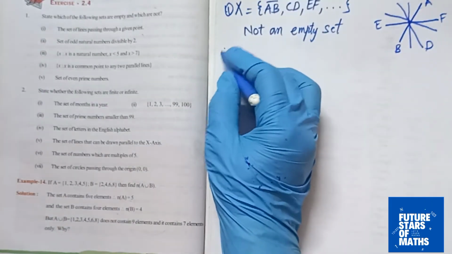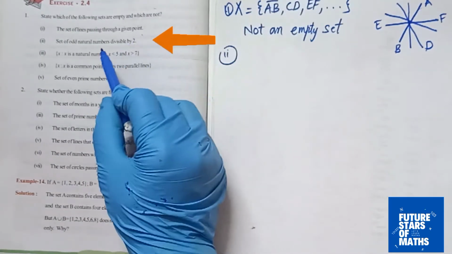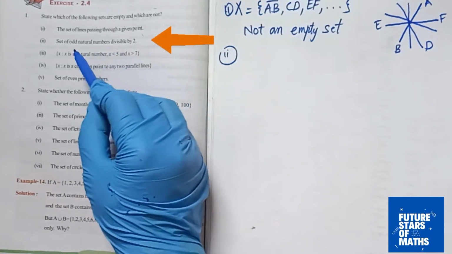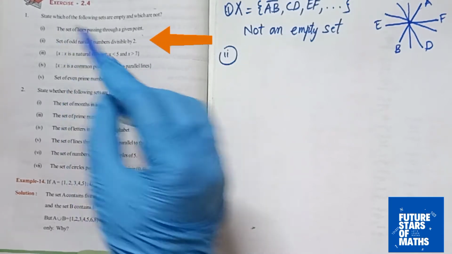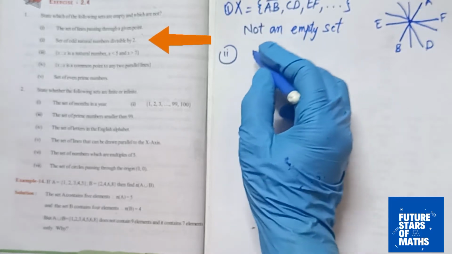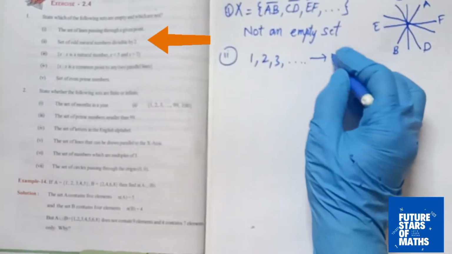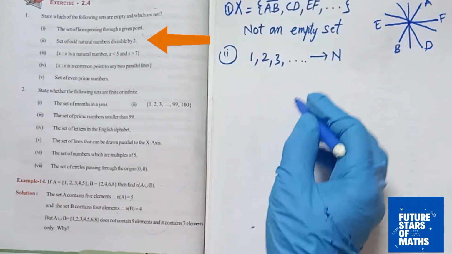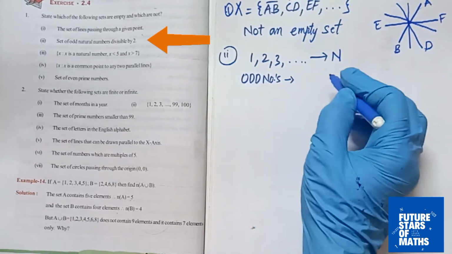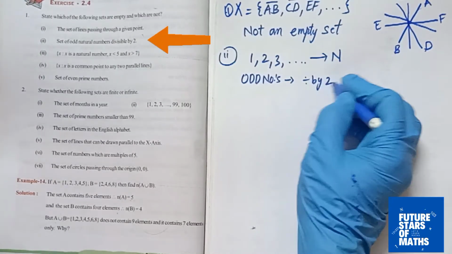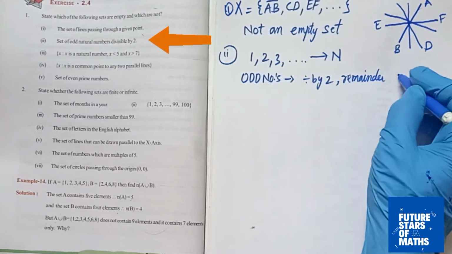So now what is the second question? Set of odd natural numbers divisible by 2. What do you understand from this, students? First it is given odd natural numbers. That means the natural numbers which are odd. Okay. So what are the natural numbers? First of all, natural numbers are 1, 2, 3, and so on. Among these natural numbers, what are odd numbers? Do you know, students? Odd numbers are numbers which, when divided by 2, give remainder 1.